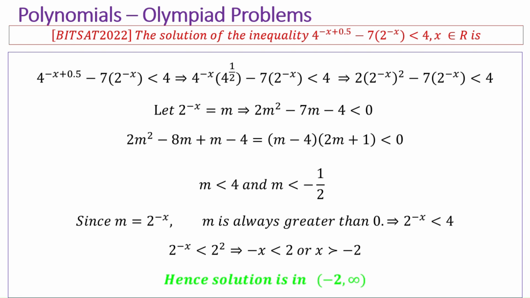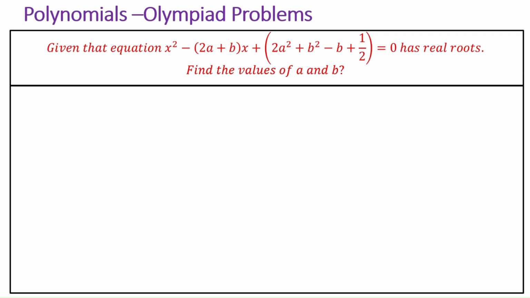Next, given that the equation x square minus (2a plus b)x plus 2a square plus b square minus b plus half equal to 0 has real roots, find the values of a and b. Okay, it is given that this has real roots. When will you have real roots? When discriminant is greater than or equal to 0, right? So whenever it is given like this, discriminant is the best one to check.